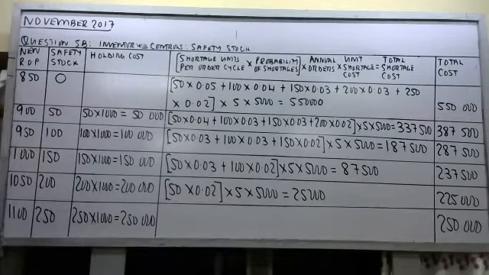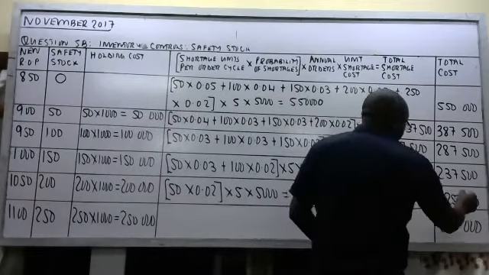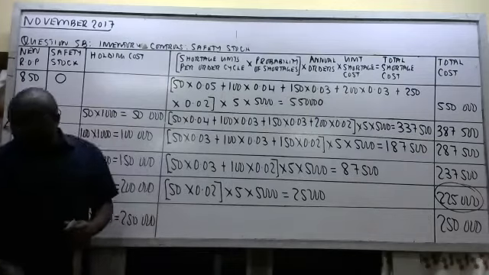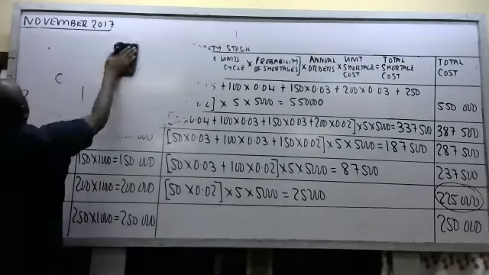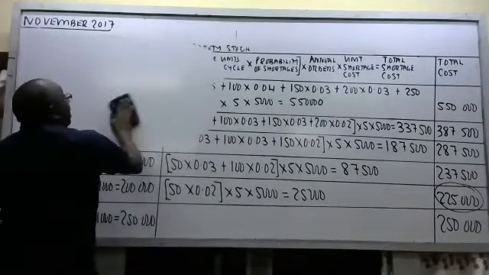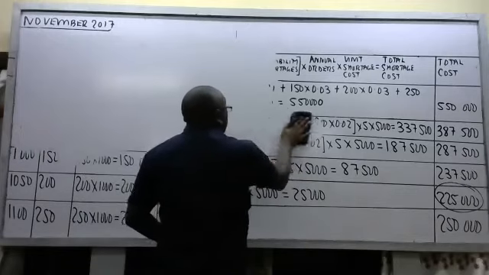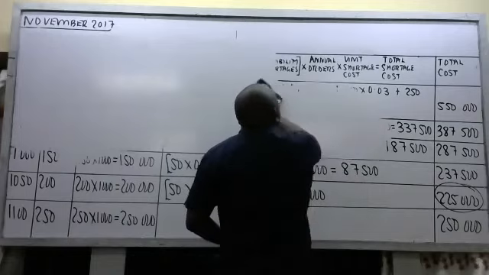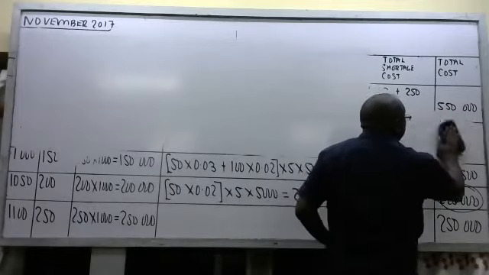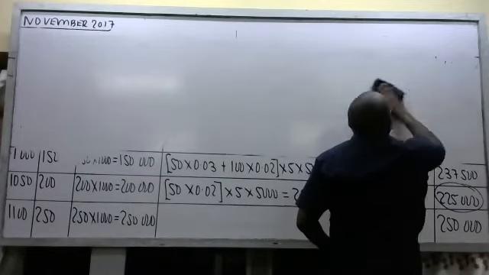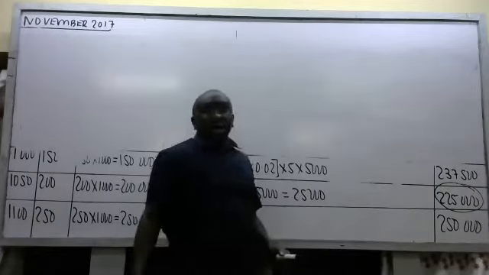So we said what you do, you select the minimum of these costs. And that happens to be this one. That is the minimum. So based on that selection, you now do a summary.